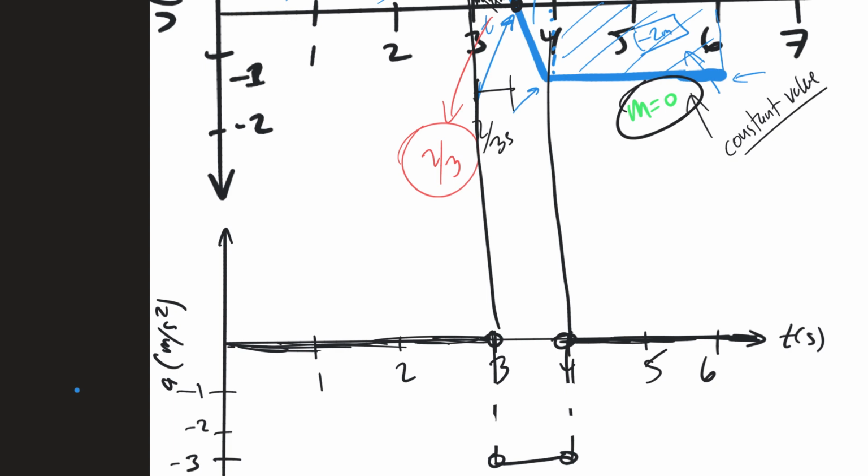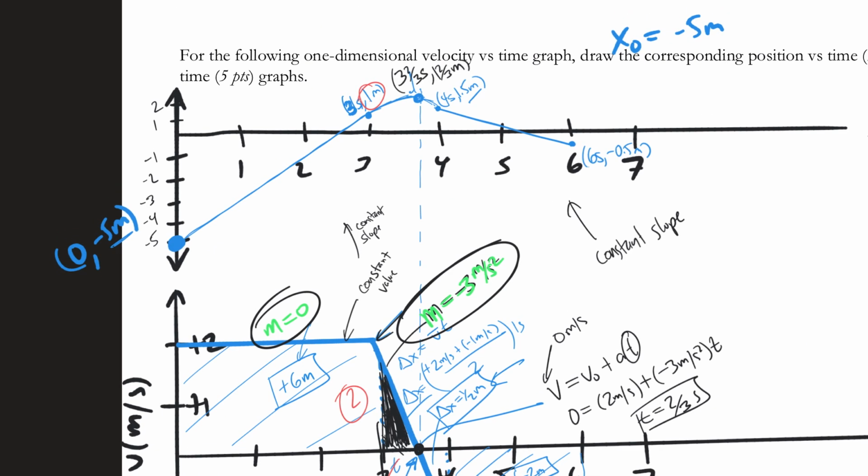When grading this, this one was worth 7 points. And all I did was, you got that point right, you get a +1. You get that shape right, you get a +1. You get this point right, you get a +1. You get this point right, you get a +1. You get this shape right, you get a +1. You get this shape right, you get a +1. You get this shape right, you get a +1.